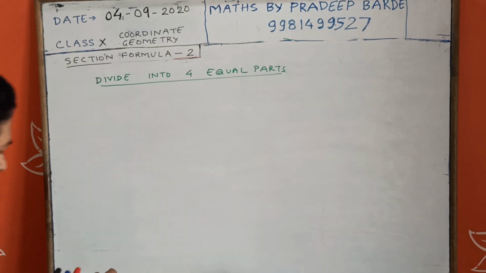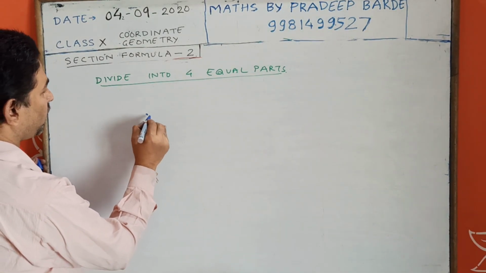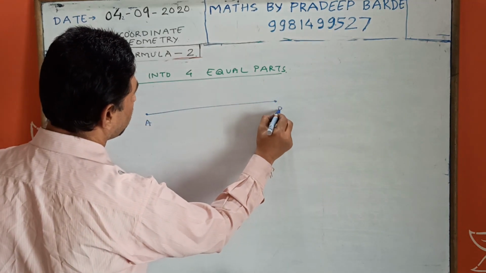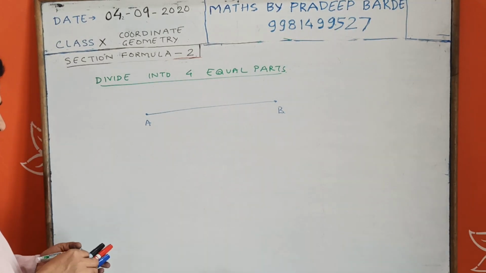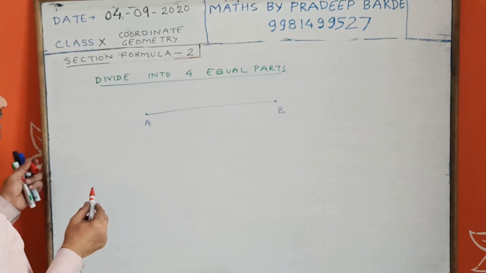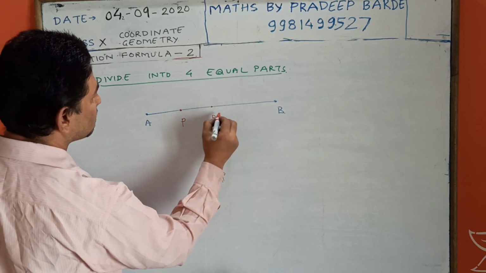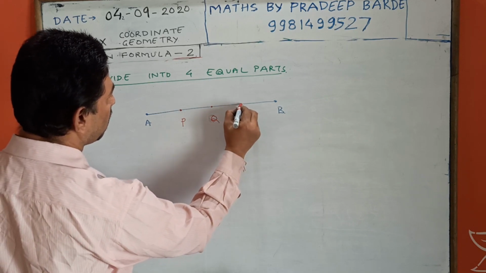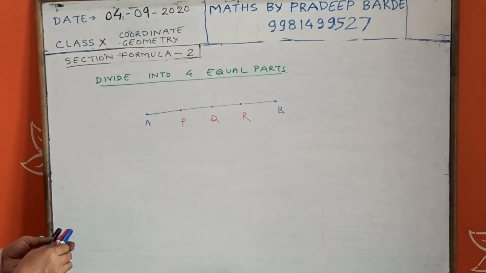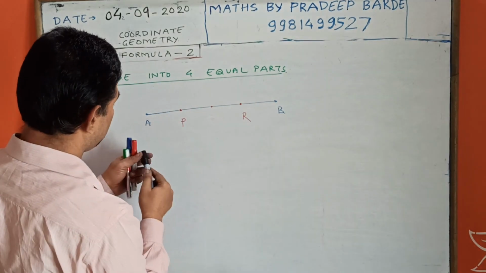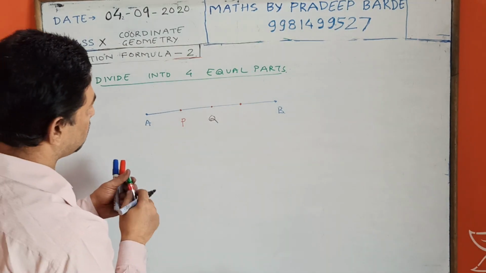Okay students, the last topic, that is subtopic here. Now divide into 4 equal parts बच्चों. A और B के coordinates given हैं. Divide into 4 equal parts. तो बच्चों 4 equal parts में divide करना है तो 3 points होंगे यहाँ पर. This is P, the other one is Q, and the third one is R. P, Q, and R.